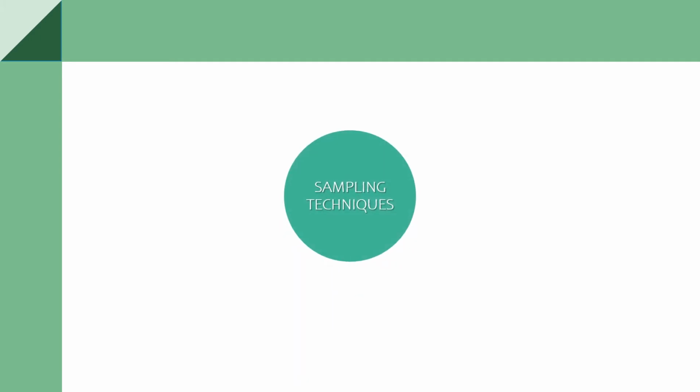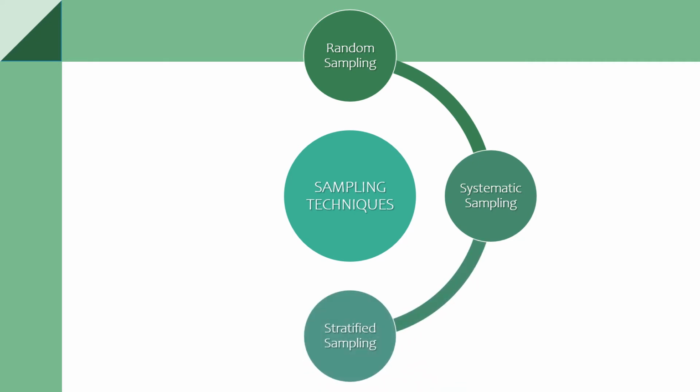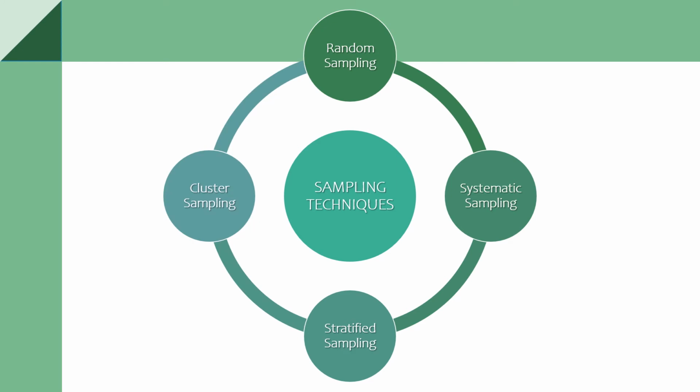What are the four basic sampling techniques? First is random sampling, second is systematic sampling, the third one is stratified sampling, and the last one is cluster sampling. Actually, there are also convenience sampling and snowball sampling techniques, so there are others. But these four are the most basic and the most common ones used by researchers in their studies.